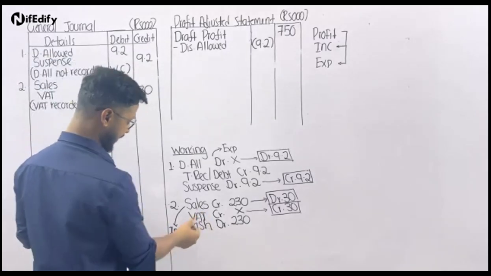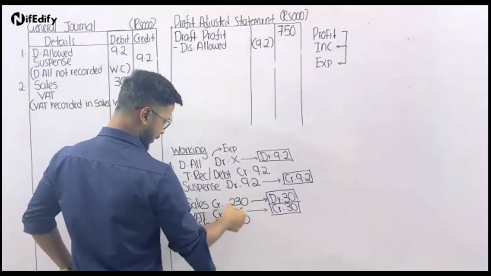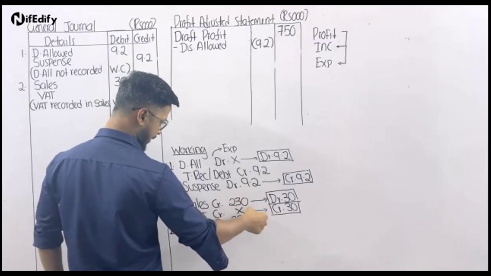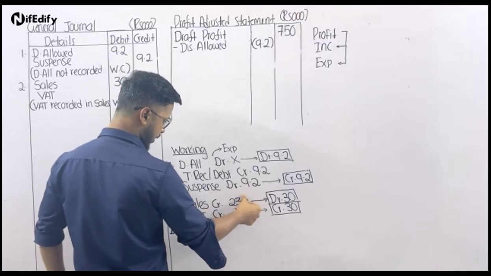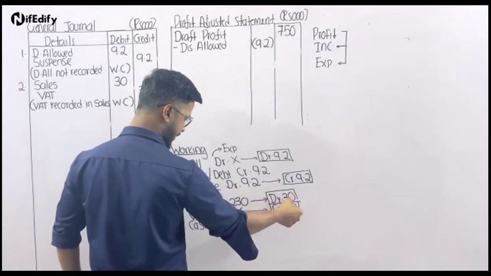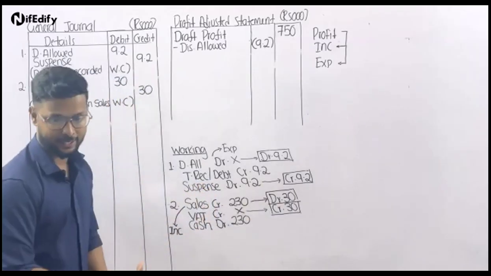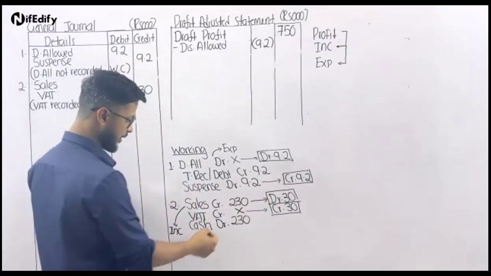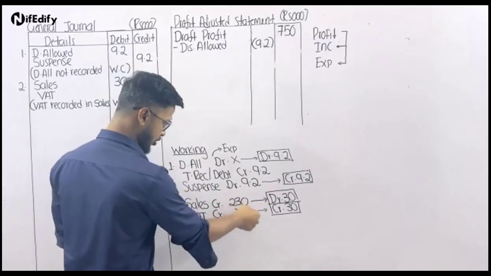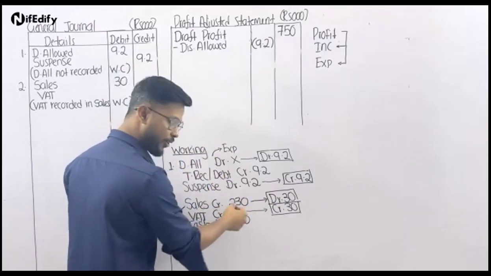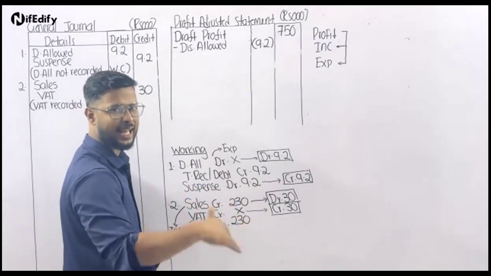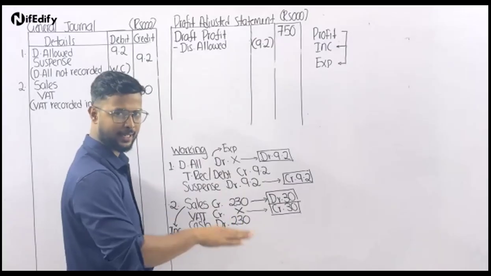Now, listen. In 230, we have recorded 230 as income. But actually my income is 200. Why? Within this 230, there is 30 that should be considered as a liability. The 30 is not an income. That is not sales. It's VAT. So it's not an income, it's a liability.